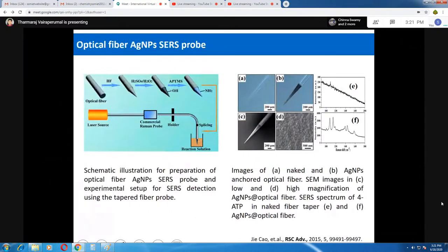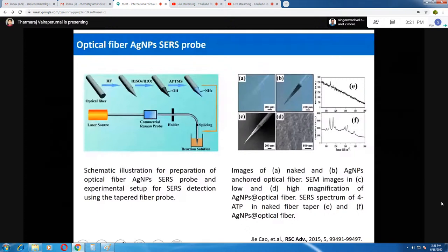Then optical fiber silver nanoparticles is a very interesting and very useful technique for applications, because this is used for remote analysis of pesticides and explosive materials directly through optical fibers.